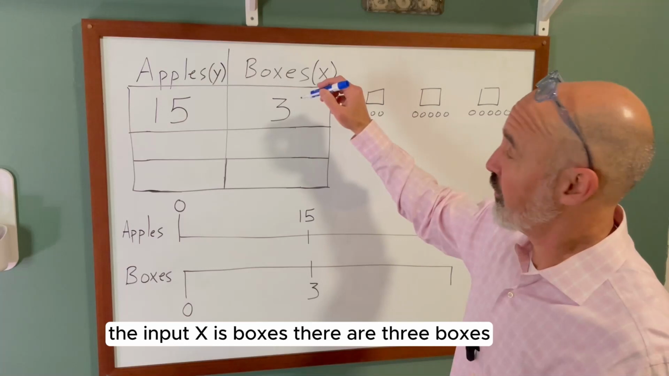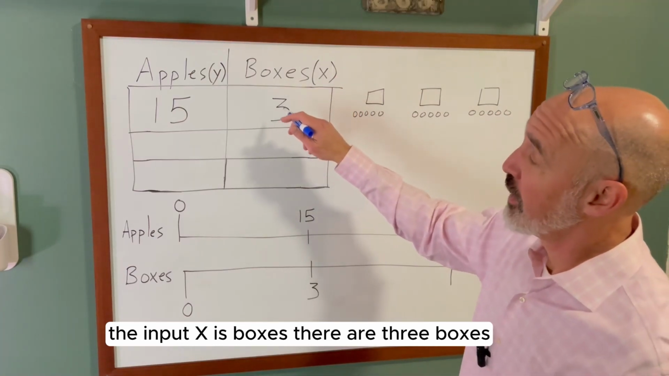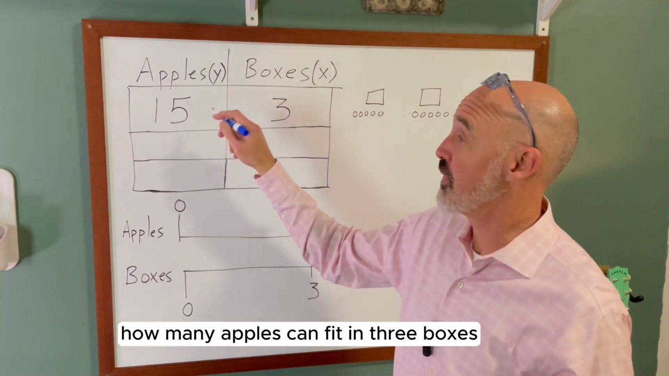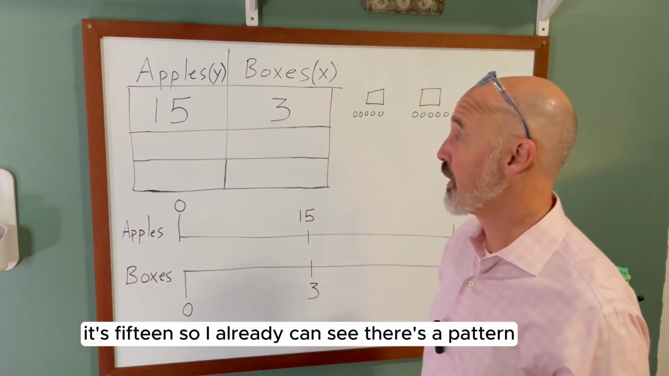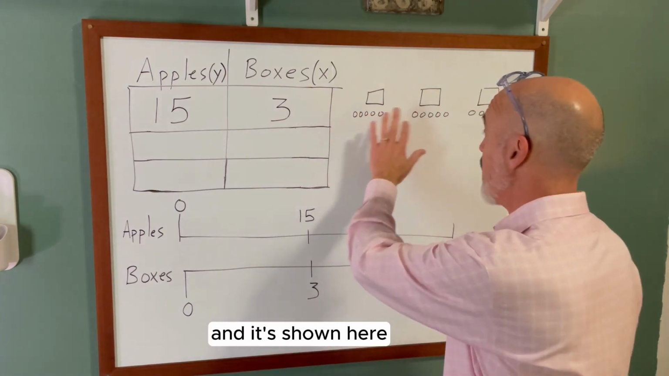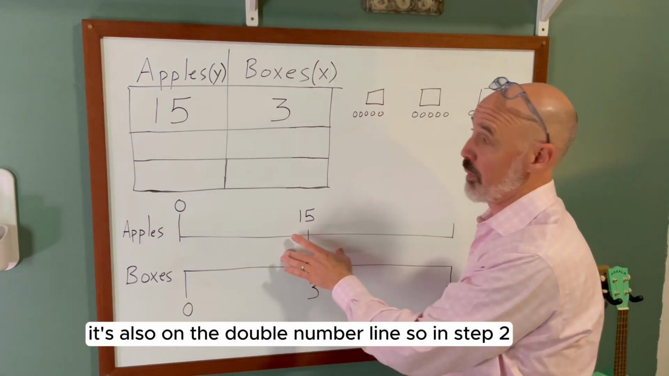The input X is boxes. There are 3 boxes. How many apples can fit in 3 boxes? It's 15. So I already can see there's a pattern, and it's shown here. It's also on the double number line.